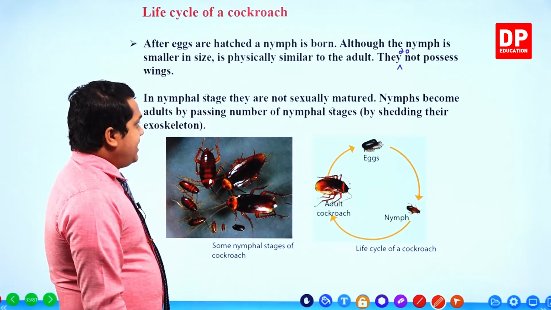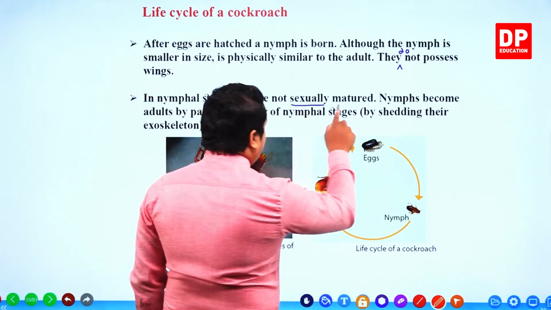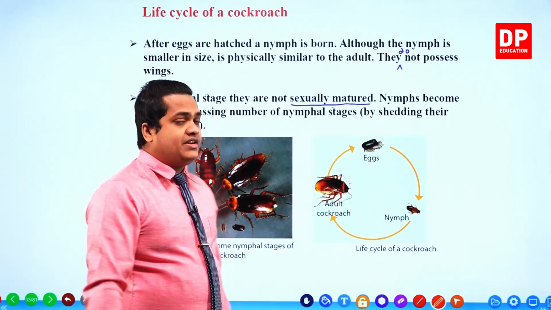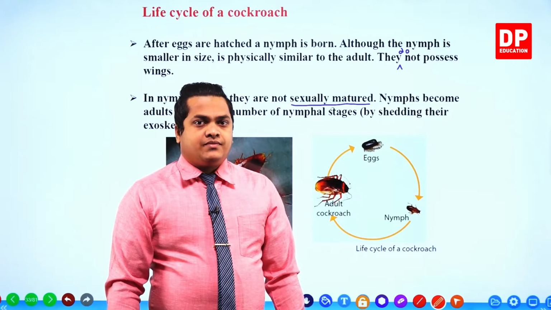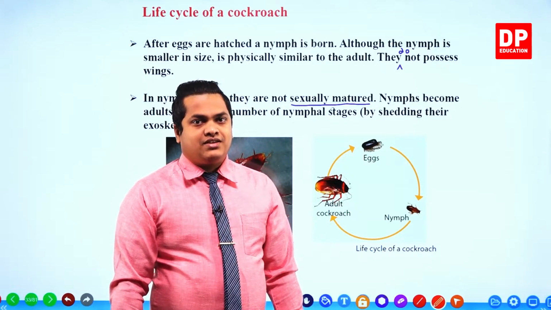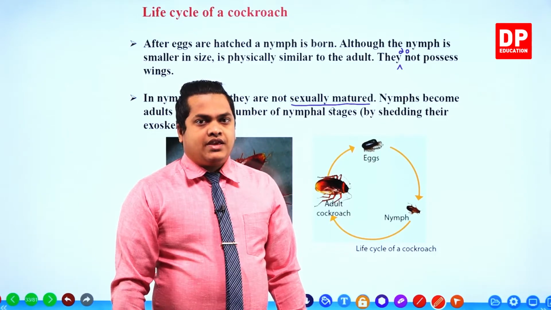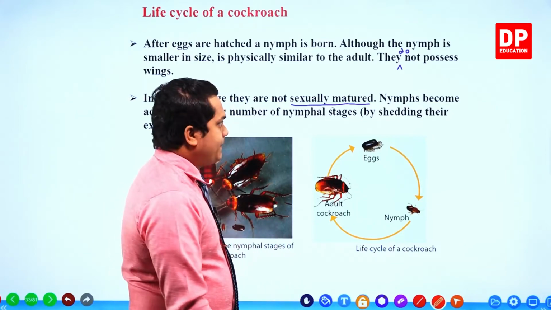In the nymphal stage, they are not sexually matured. They are not sexually matured, which means that in the nymphal stage they will not be able to reproduce. Simply put, these organisms cannot lay eggs. They can't reproduce, they can't lay eggs in the nymphal stage.